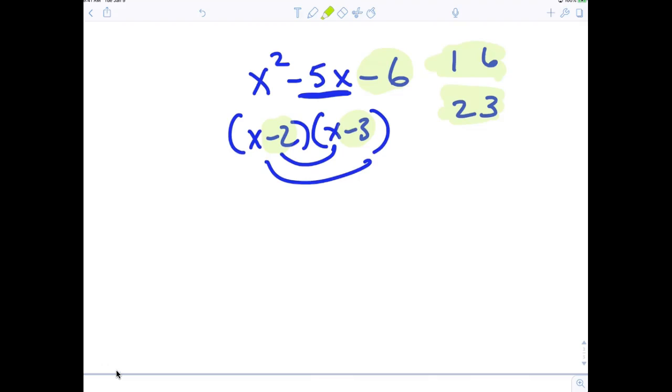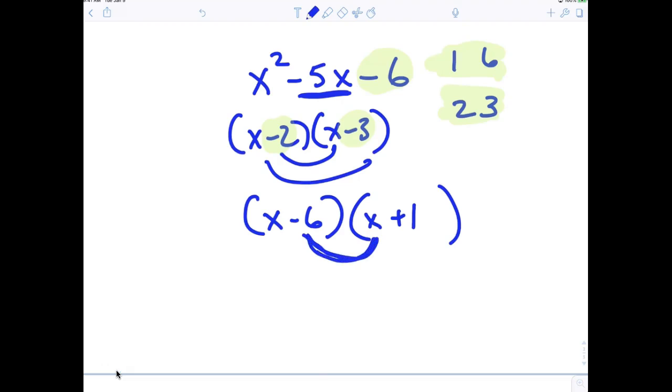So now, here we go. So the correct answer is x minus 6, x plus 1. Now, why is that? Because how much is this? Negative. How much is that? What is that, guys? -5. No. -6. This is what? Positive 1. So what is -6 plus 1? That's the middle term. That's the middle term.